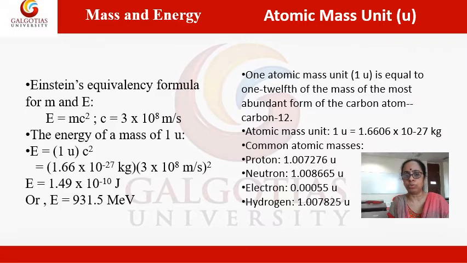So proton, we will get 1.007276 atomic mass unit, neutron 1.008665 atomic mass unit, and electron 0.00055 atomic mass unit.